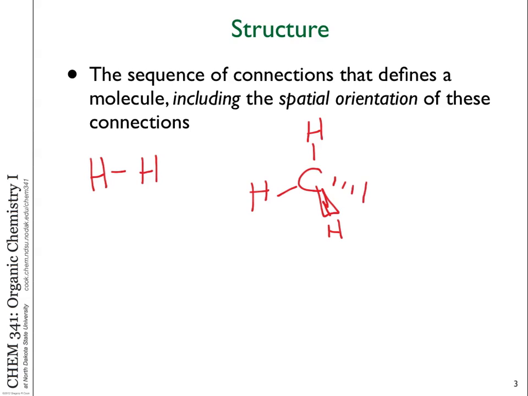It's not all in one plane. It's actually a tetrahedron. And so in order to understand the structure of methane, we have to know a lot about the bonding. So if you take a look at this, it's not all in one two-dimensional space. It's in three-dimensional space. And we have to understand the structure of that.